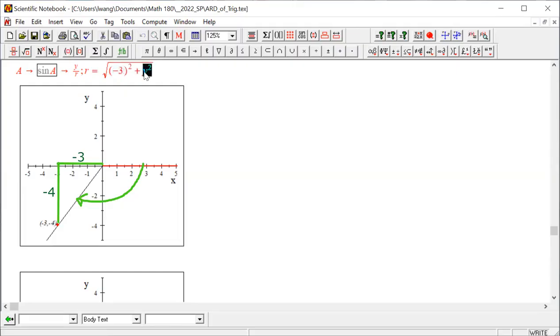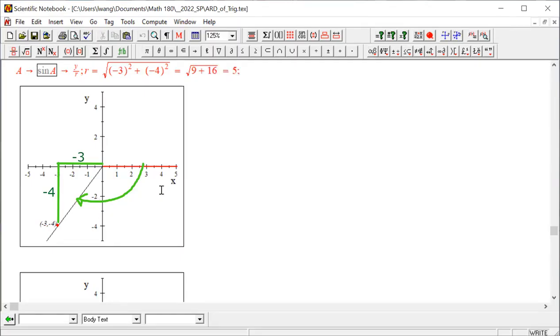Our y is -4. And continue the calculation. Okay, -3 squared is 9, -4 squared is 16, and then we get a square root of 25 again, and the square root of 25 is a 5.